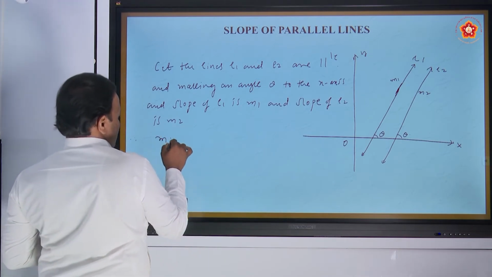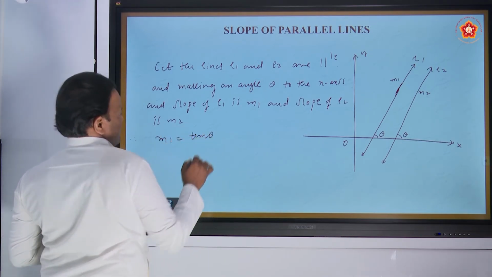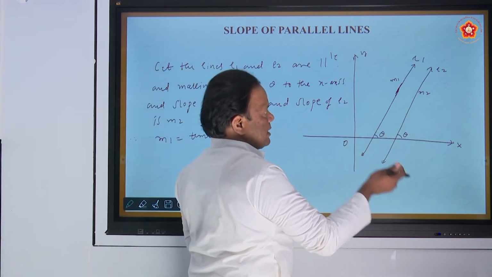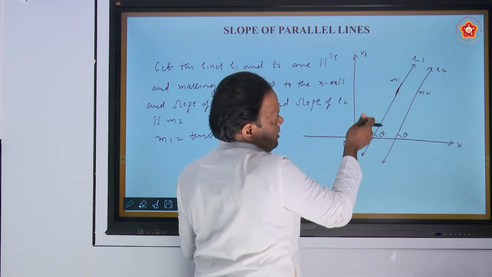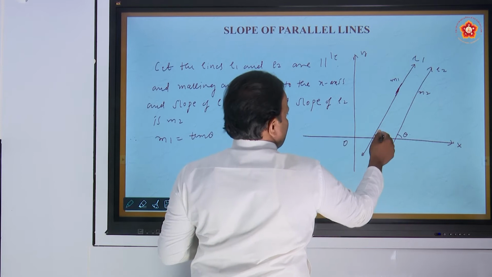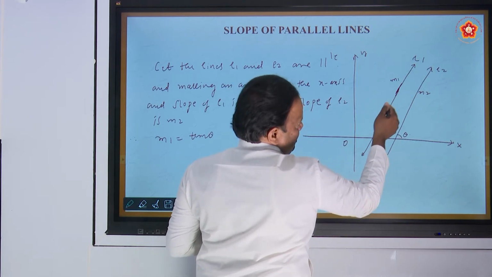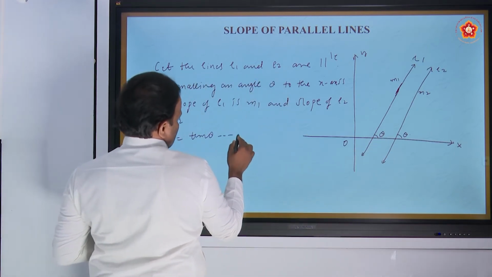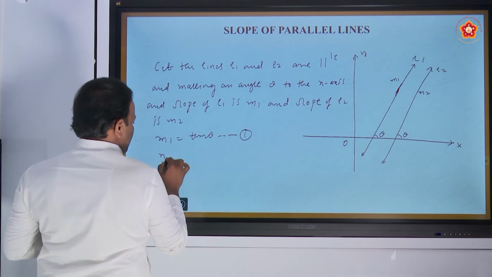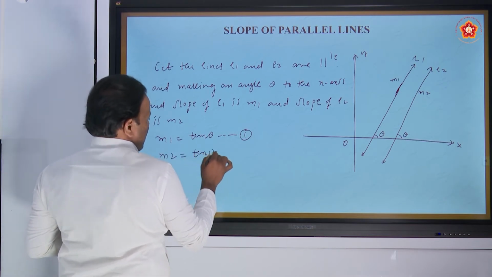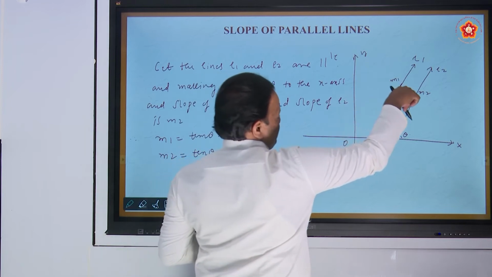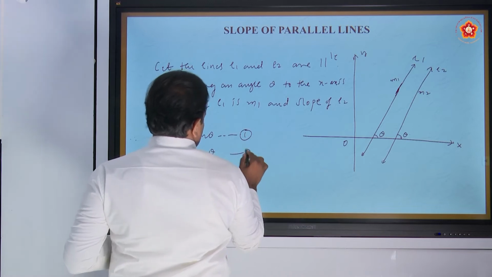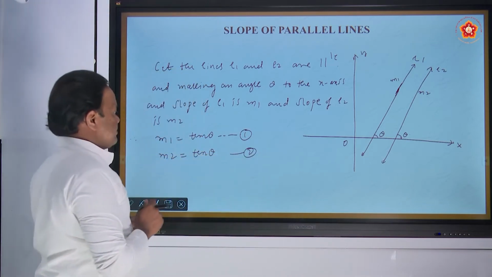Therefore, M1 is equal to tan theta. So the slope of line L1 is M equal to tan theta. If a single line is given, M equal to tan theta. Here two lines are given, so M1 and M2 are the slopes of the two lines. So M1 equals tan theta. Theta is the same for both lines L1 and L2 because the lines are parallel. I call this equation number 1. What about M2? M2 is also tan theta because M2 is the slope of line L2. The angle of inclination is the same theta here. Both are the same. This is also tan theta, called equation number 2.